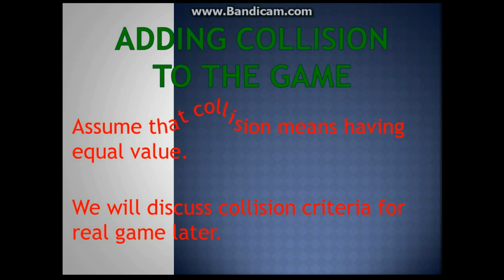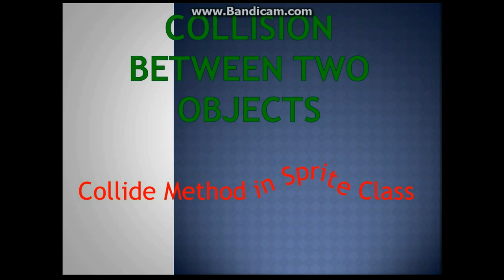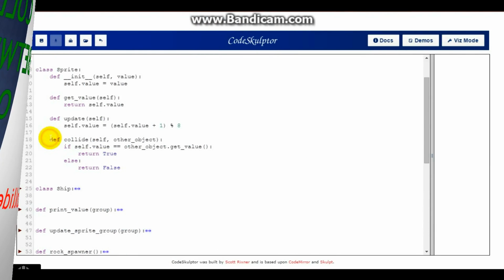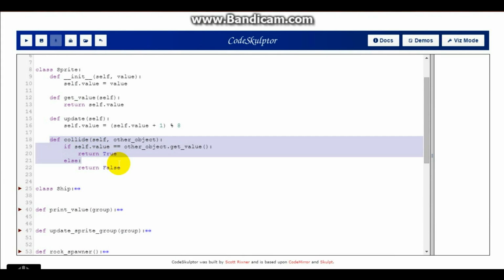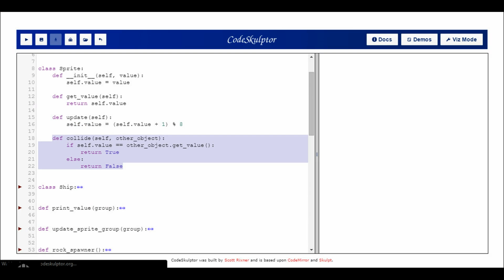Adding collision to the game. Assume that collision means having equal value. We will discuss collision criteria for the real game later. Collision between two objects: collide method in sprite class. Add a collide method in sprite class. It should return true if the other object has the same value as itself. Else it should return false.